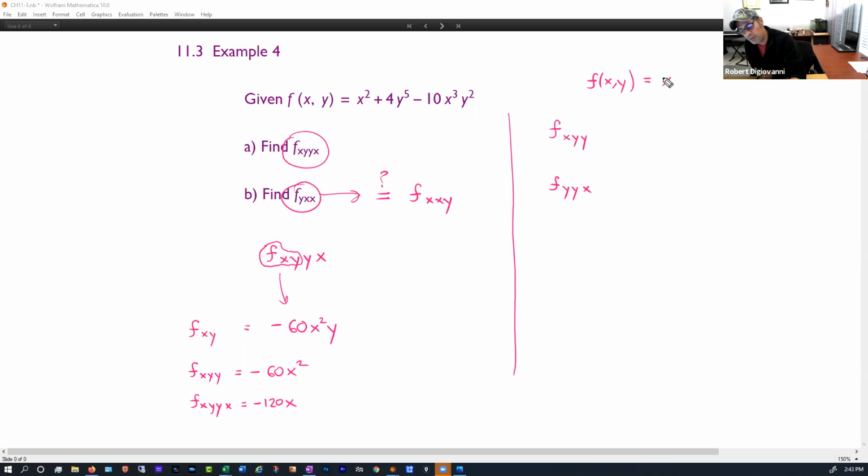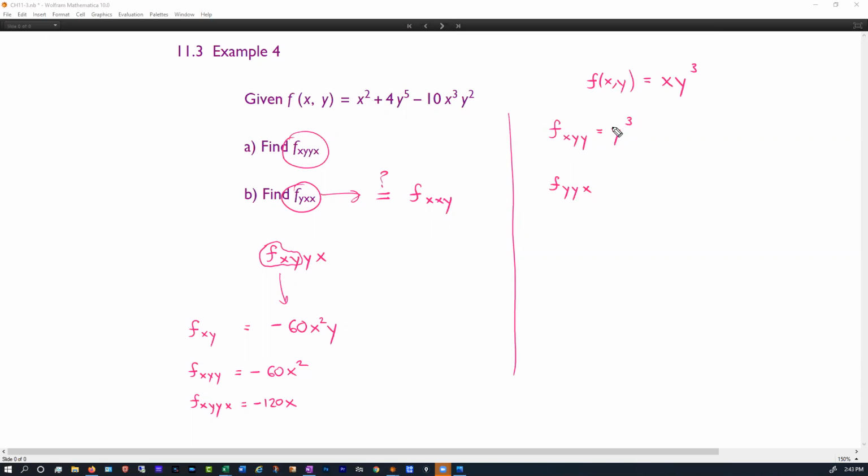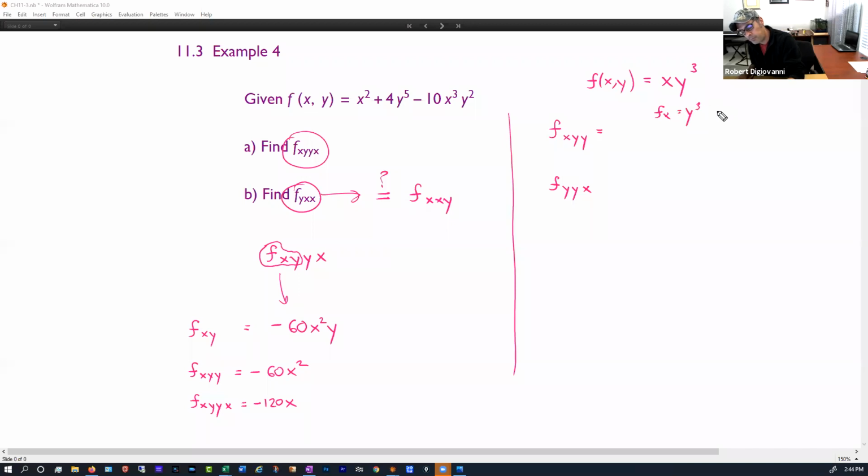I'm just going to go for this shot in the dark here. x y cubed. Okay, so if I do this with respect to x, first I treat y like a constant. So what do I get? y cubed. Agreed? Sorry, that's just the first one. So x, that's going to be y cubed. And then if I do that with respect to y, I get 3y squared. If I do that with respect to y again, I get 6y, yeah?